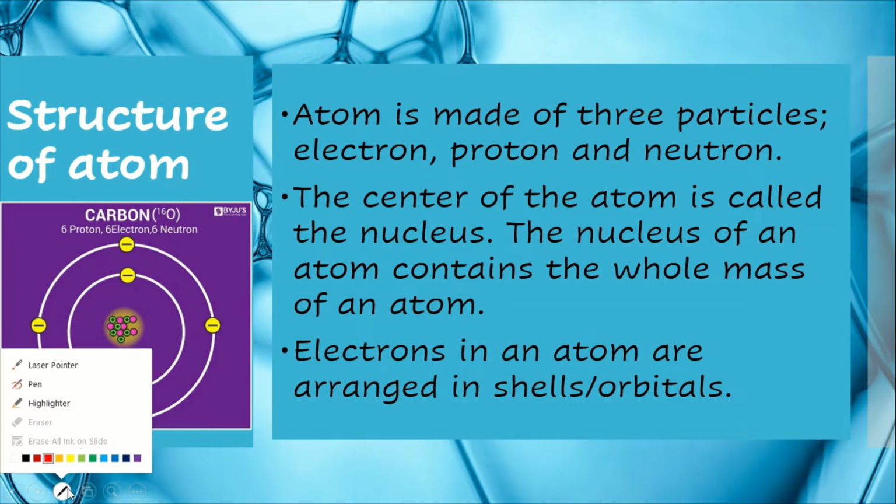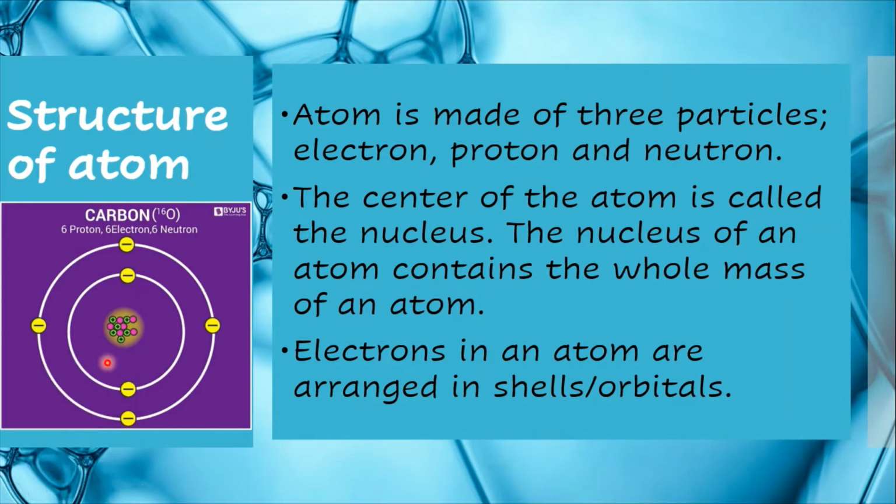So let me show you which is the nucleus. Okay, the atom, which has the proton, electron and neutron. So this is the nucleus. These are the electrons. See, electrons in an atom are arranged in shells or orbitals. So these are the electrons and here are the protons and neutrons.